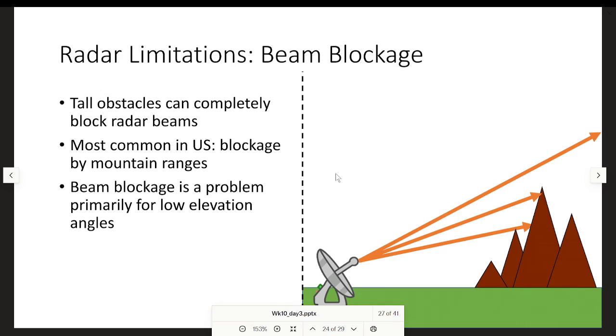Also, tall obstacles can completely block radar beams, and this is a big problem in the Rocky Mountains. It's a problem for the low elevation angles, which are kind of important because that's where a lot of the storms form. You can get the higher elevation angles and they're pretty much fine, but the lower elevation angles usually just hit a mountain and send the beam back before hitting any clouds.